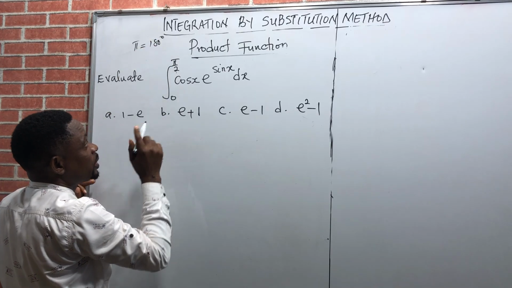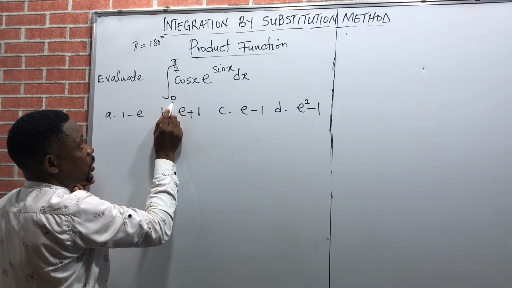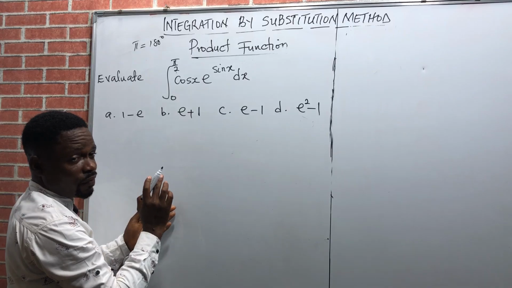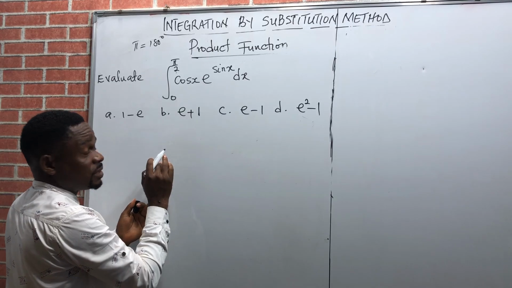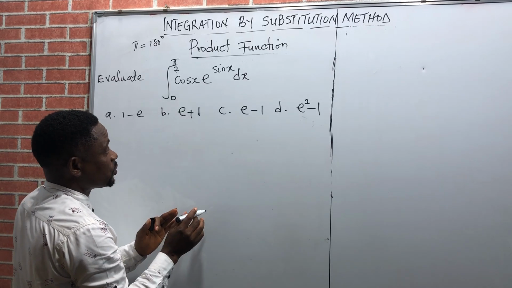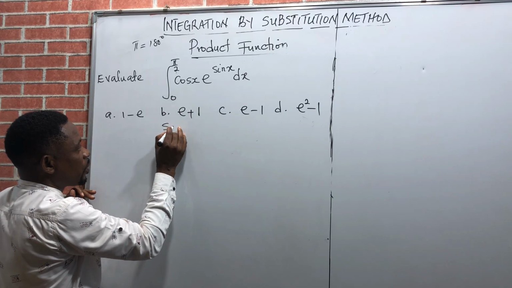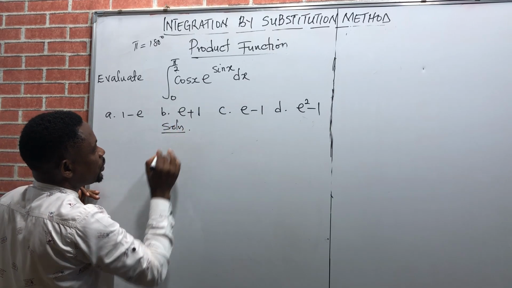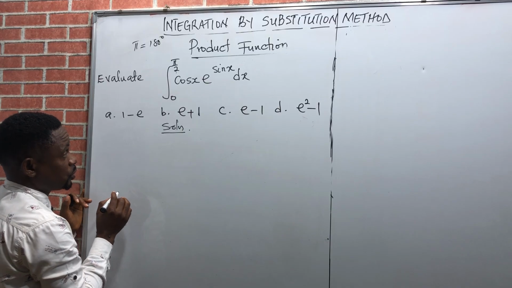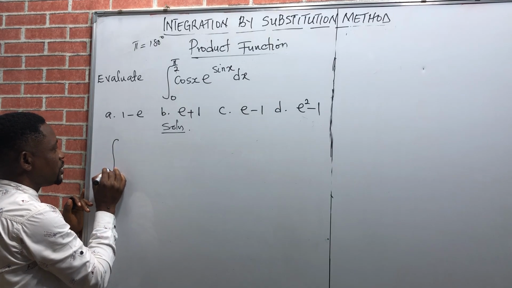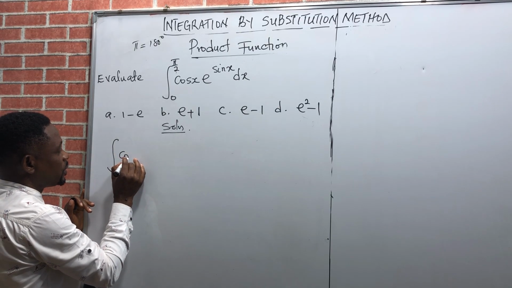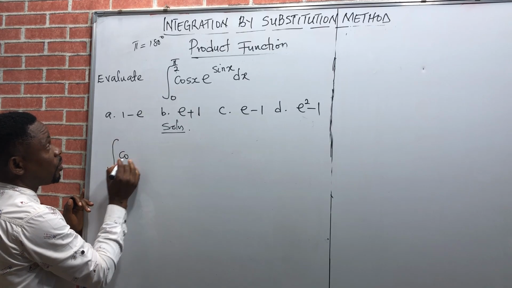Are you with me now? Then the lower limit is 0. Can you see how to identify definite integration and indefinite integration? Now, these are the options. The first thing we are going to do is to solve it using the shortcut.